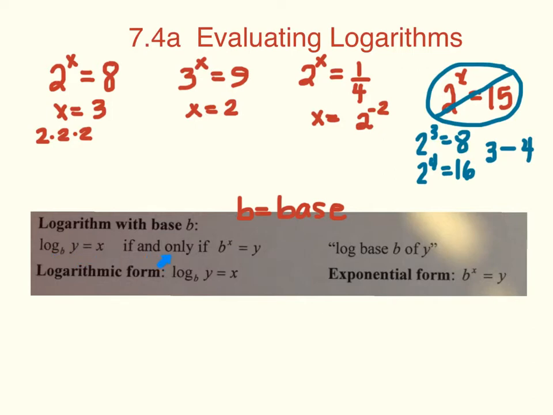So how do we do this? Here is the statement that explains to you how. Log base b of y equals x if and only if base of b to the x equals y. If you remember if and only if from geometry, it means that this is true only if this is true, but I can also read it backwards. This is true only if this is true. Okay, so this is called logarithmic form, and this is called exponential form.